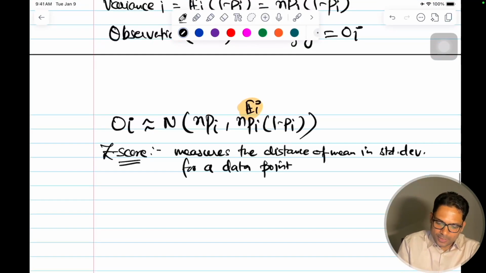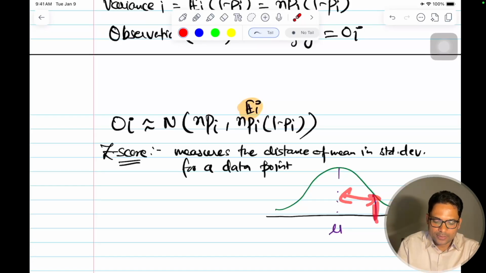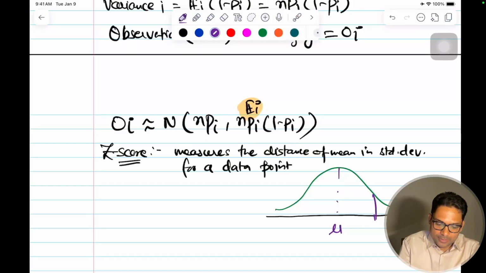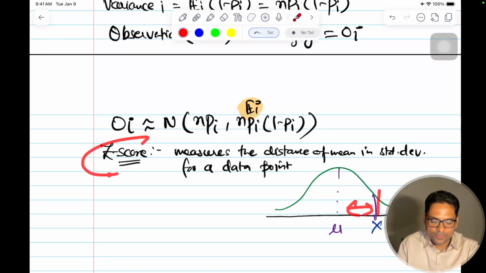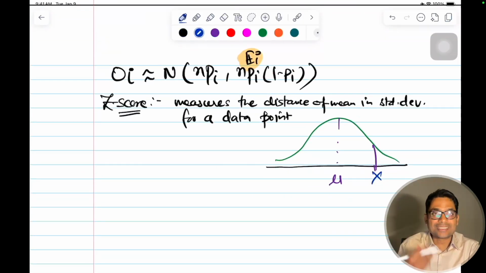So for example, if I have this normal distribution and this is your mean, whatever the mean is, and say I have a data point here, this is your X data point. In terms of standard deviation, how many standard deviations away is this data point? The z-score will give you that information. A z-score is a standardized score. Standardized means mean centered and variance scaled.